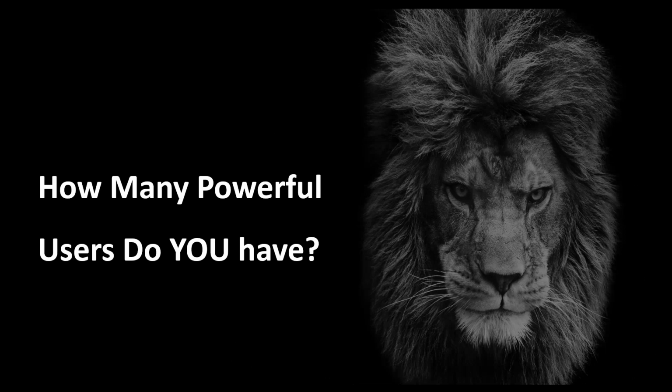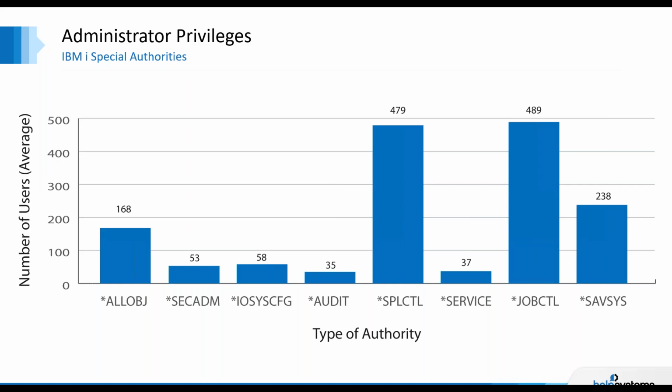So the question I tend to ask people is, how many powerful users do you have? Again, if we think of this in the context of the privileges they have versus just limiting it to somebody who is in that justified role, what we tend to see is a lot of these privileges being granted in levels that we really struggle to justify. Starting on the left-hand side, we have all object, which in essence is the keys to the kingdom. In the 2019 State of IBM i Security Study, we saw an average of 168 of these on each system.